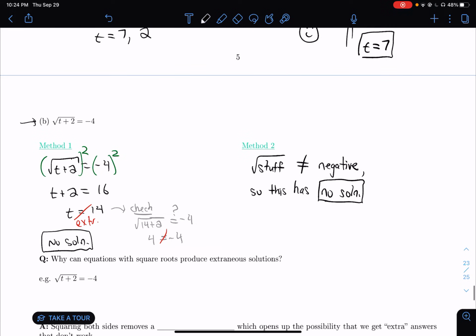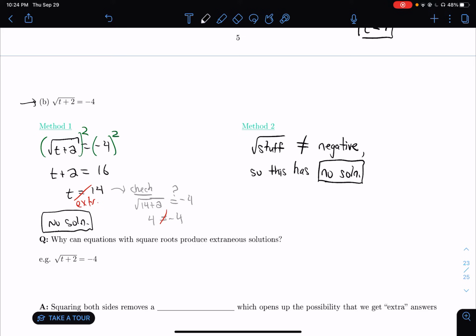All right. So the question I want to return to now is, why can equations like this that have these square roots produce extraneous solutions? Why is that even a possibility? So I want to look at this example that we just did, square root of t plus 2 equals negative 4. And in method 1, we got an extraneous solution. Well, if I look at this equation right here, after I squared both sides, I got t plus 2 equals negative 4 squared.